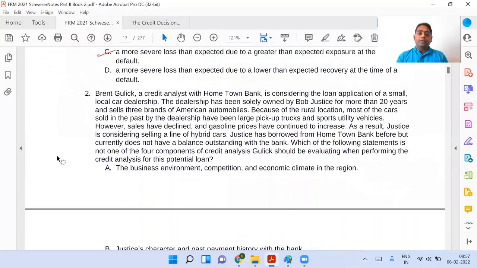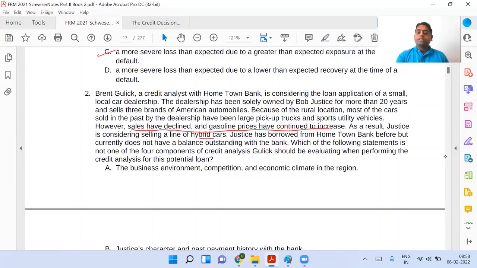Now, Brent, a credit analyst with Hometown Bank, is considering the loan application of a small car dealer, solely owned by Bob Justice for more than 20 years, selling 3 brands. Because of the rural location, most of the cars sold in the past by the dealer have been large pickup trucks and sport utility vehicles. Sales have declined with the gasoline prices. These are the problems. So what he is thinking is, why don't we sell hybrid cars? And that's the reason he's going to the bank with a request for a loan.